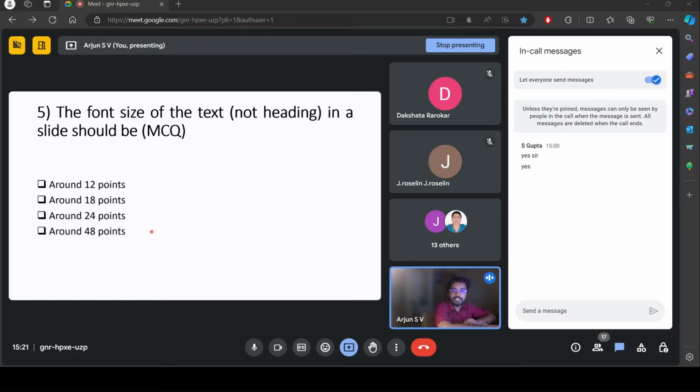The font size of the text, not heading, in the slide should be. So they have asked for a presentation slide, and ignoring the heading, how much should the font size be? We have already discussed this in the lectures as well. It should be around 20 to 24 points.